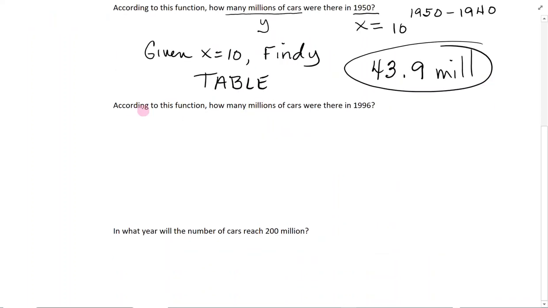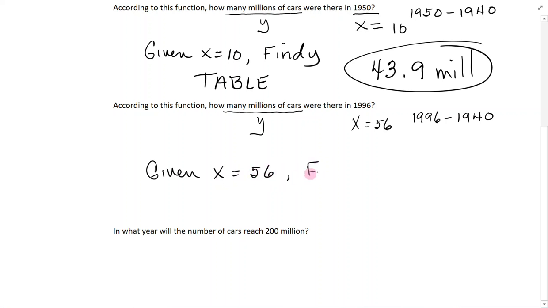The next one says, according to this function, how many millions of cars — that's Y — were there in 1996? So it's related to X, so it's going to be 1996 minus 1940, which is 56. So, given X equals 56, find Y.